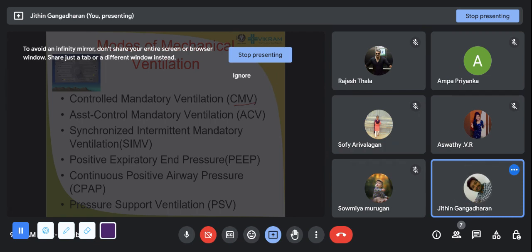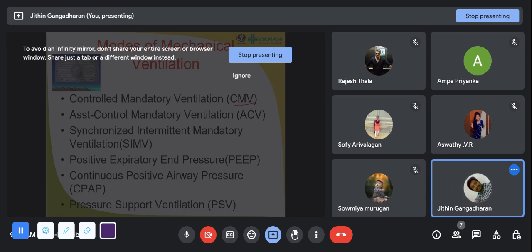There is one more thing: intermittent mandatory ventilation. Before SIMV, there was IMV. Here the patient receives a set tidal volume and a set number of breaths per minute. For example, if we set 10 respirations per minute, they will be given by the machine. So SIMV is something more than IMV.